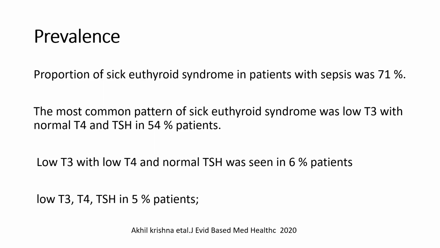Then the next common pattern was low T3 with low T4, that is in the sicker patients, with a normal TSH. That was seen in 6% of the patients. Then in 5% of the patients, low T3, low T4, and low TSH was seen.